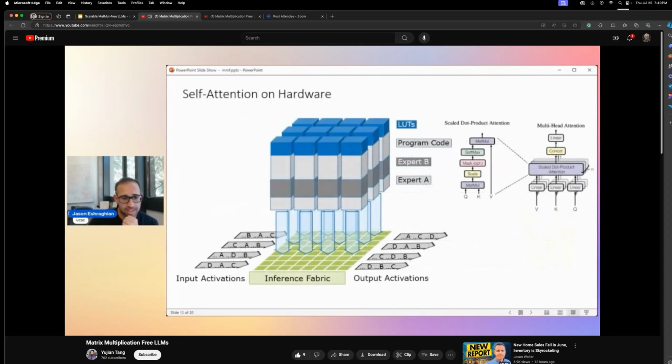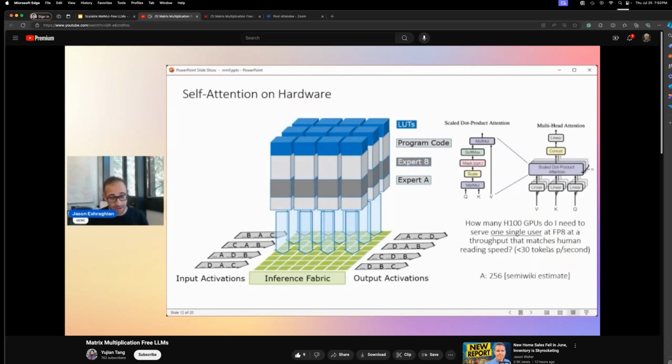With all of that being said, I'm just going to fly through a bit of a future vision of where I hope these models are going to go. Let's say that I have conventional self-attention on some hardware where we've got inputs streaming into some accelerator, and then we've got outputs coming out. Given the large KV cache that is needed, how many H100 GPUs do I need to serve one single user at 8-bit floating point at a throughput that matches human reading speed? A semi-wiki estimate was 256 GPUs.